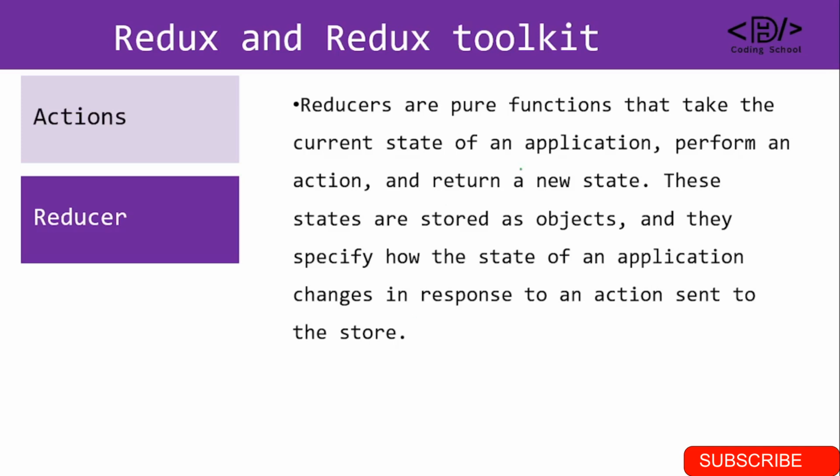Then reducer, I've always talked about reducer. That is a pure function that takes in the current state of the application, performs the action, and returns a new state. As simple as that. It has access to the current state or the initial state of the application, and it can perform the new action. For instance, you can say remove from cart, add to cart, all those actions, and then you can return a new state. Okay, these states are stored as objects.